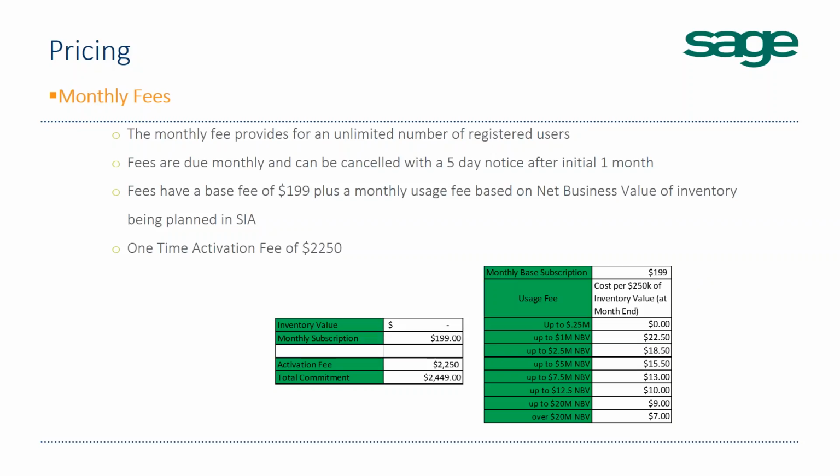So, for instance, if you had $1 million of inventory, you would be in the up to $1 million range, which is $22.50 for every $250,000, and that would be added to the $199. So you'd be at right about $300 a month.